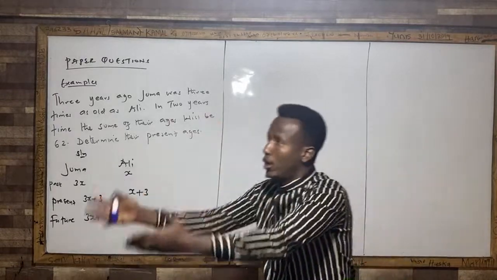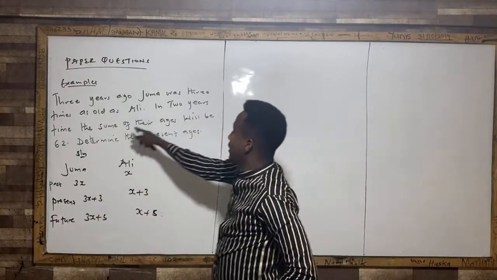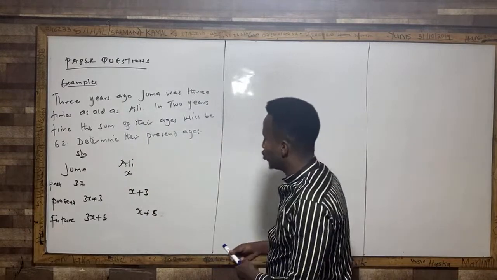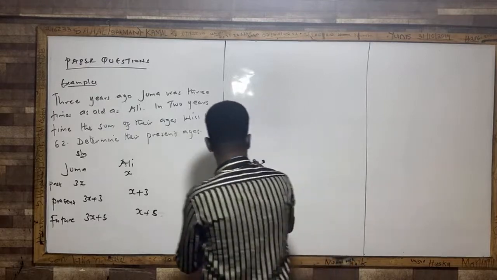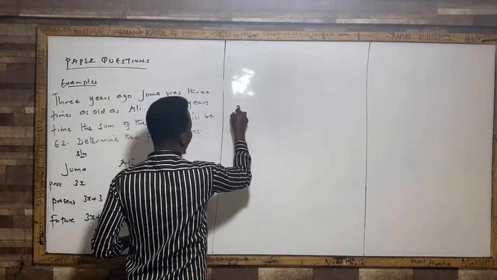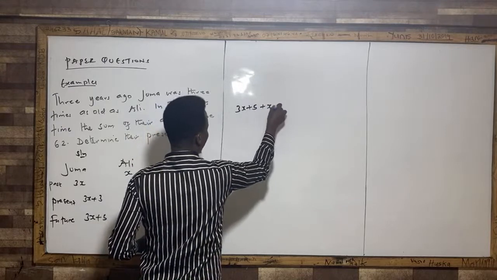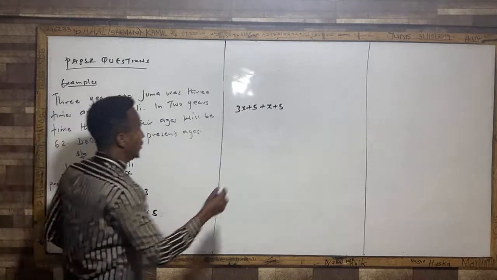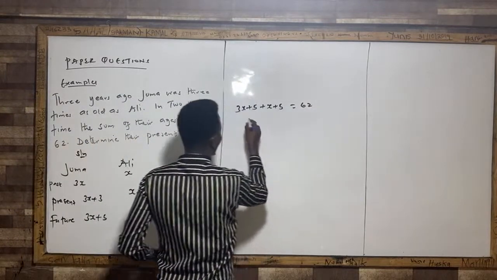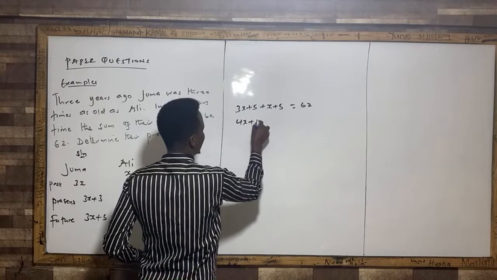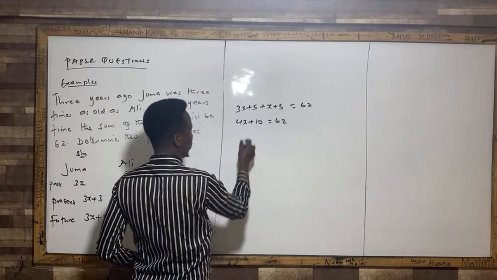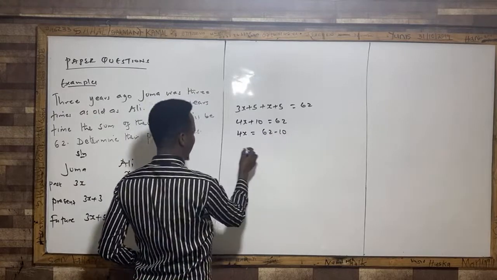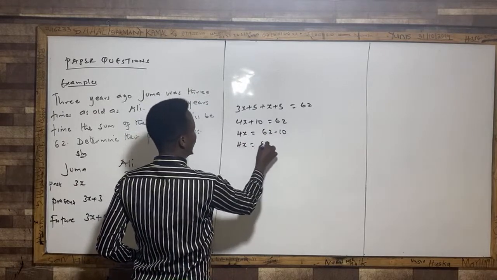Then we have to proceed to the future because we are told in 2 years' time the sum of their ages will be 62. So what are we going to do now? We are going to say 3x plus 5 plus x plus 5 is equal to 62. So I will have 4x plus 10 is equal to 62. Take this one to the other side. 4x is equal to 62 minus 10. So it will be 4x is equal to 52.